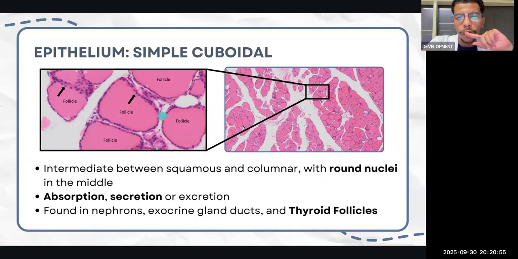Now, this is a picture of the thyroid gland, and these are thyroid follicles. Each follicle is lined by what? Simple cuboidal cells. Why? Because in the thyroid gland, we secrete hormones. So what type of epithelium is used for secretion? We said simple cuboidal. So it's lined by simple cuboidal cells. Simple means one layer, cuboidal, cube shape.